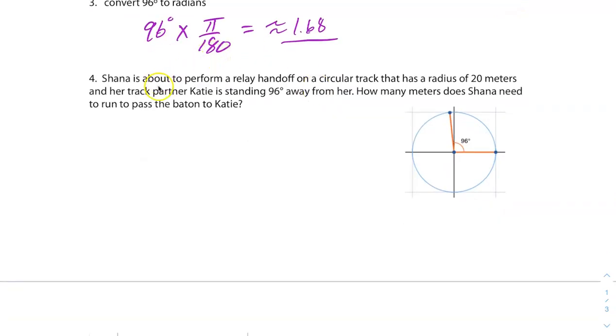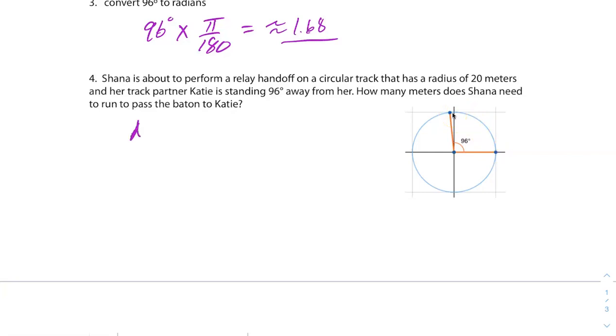Next one. Shanna is about to perform a relay handoff on a circular track that has a radius of 20 meters, and her track partner Katie is standing 96 degrees away from her. How many meters does Shanna need to run to pass the baton to Katie? So here's her track, here's Shanna, and here's Katie. I figure out how far she has to run to get there. That's what we're looking for, the arc length.